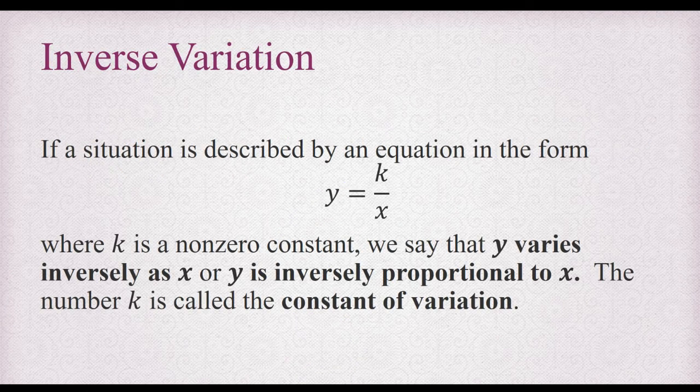Let's talk about inverse variation. If a situation is described by an equation in the form y equals k divided by x, k is a non-zero constant, we say that y varies inversely as x, or y is inversely proportional to x. K is still called that constant of variation. So when it's direct, we have a multiplication problem. When it's inverse, we have a division problem.